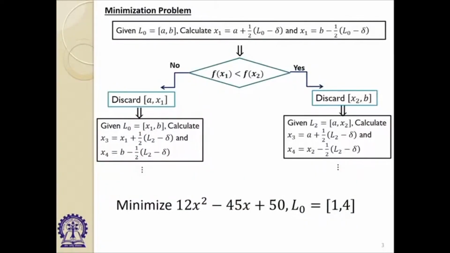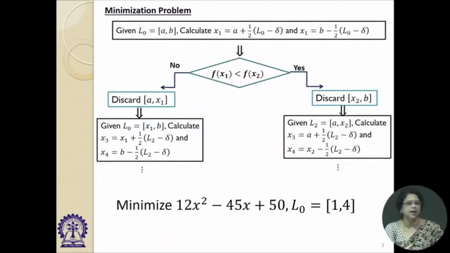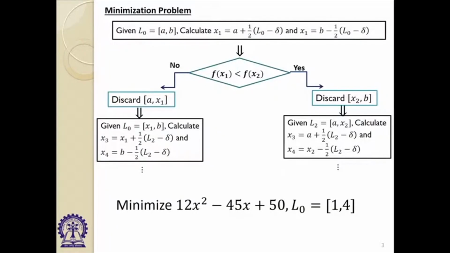Let us consider one example. Here we are considering a minimization problem: minimize 12x square minus 45x plus 50, with the initial interval of uncertainty as 1 to 4. That means the interval size is 3. Let us start the process. Okay. Now, this is 1 and this is 4. We are considering x1 as, then the middle value would be, what would be the middle value?